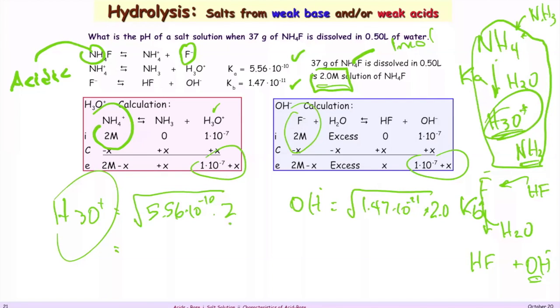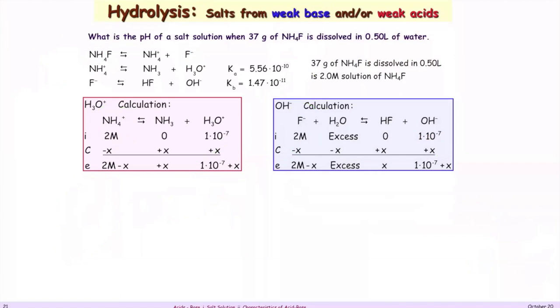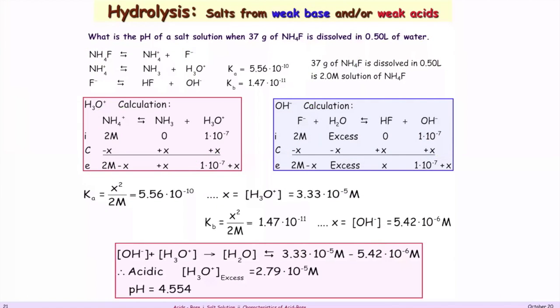Let me erase this so that I can show you the results. And indeed, the hydronium ion is 3.3 times 10 to the minus 5. The hydroxide ion is 5.42 times 10 to the minus 6. Whenever you have hydronium and hydroxide, they're going to react with each other to form water. Whatever is left over is going to influence the pH of the solution. So I'm going to take the bigger number, 3.3 times 10 to the minus 5, and subtract 5.42 times 10 to the minus 6. That's how much water is formed. And what remains is 2.79 times 10 to the minus 5 hydronium. I can calculate the pH from that.